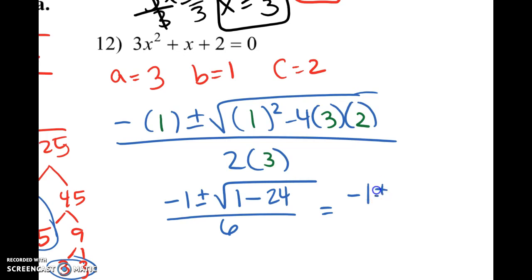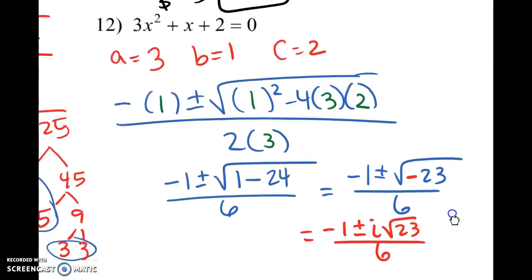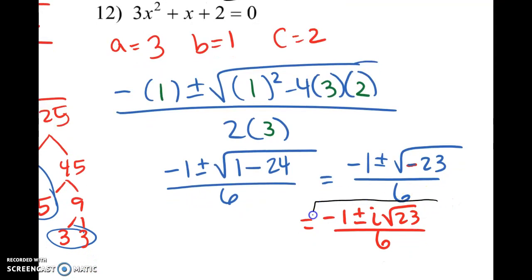So negative 1 plus or minus the square root of negative 23. Anytime we see a negative in a radical, we should know we need to take out an i. So I'm going to have negative 1 plus or minus i radical 23 over 6. And since I can't simplify the square root of 23, that is my final answer.